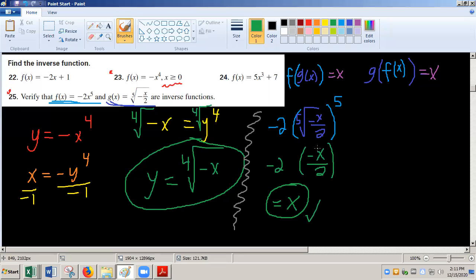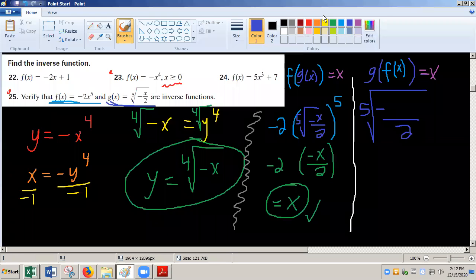Now we just want to do the other half. So now I'm going to be plugging in, try and separate it here. So I'm plugging in f of x into g of x. So now I'm going to be doing the 5th root of negative x over 2, where my x thing is now f of x. So this is going to be negative 2x raised to the 5th.